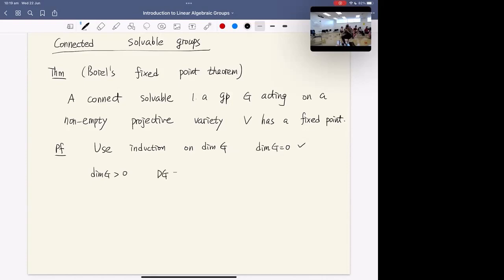So let's write DG to be the commutator subgroup. This is a closed subgroup in G, but it's not equal to G because G is solvable. So its dimension is less than the dimension of G. Then we can use induction to deduce that this derived group DG has a fixed point.